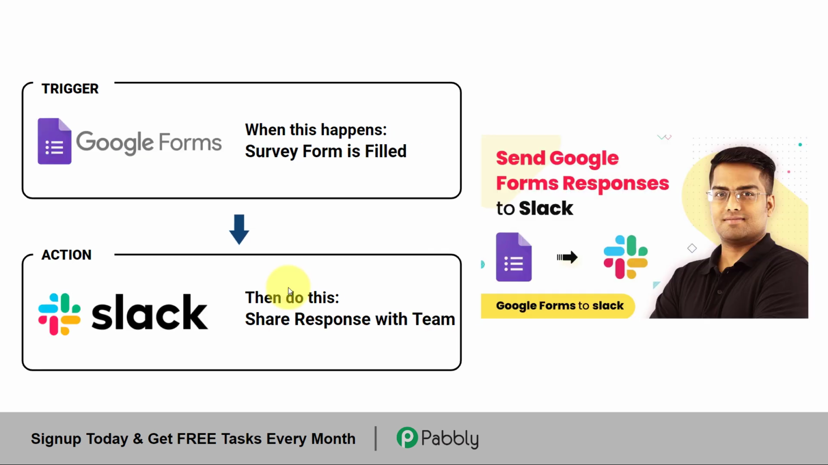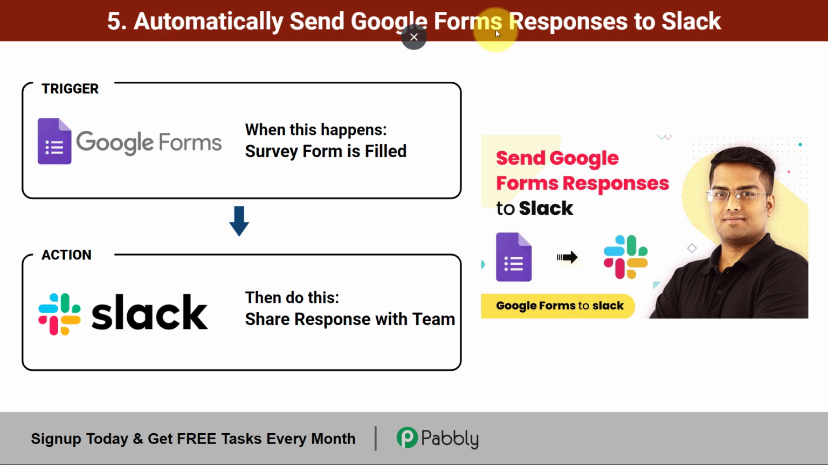Moving further, we have another automation idea in our list: how to automatically send Google Forms responses to Slack. If you want to share your survey details immediately with your team members, then this automation is for you. Assume that you have created your survey form via Google Forms. Whenever the survey form is filled, you can automatically share the response with your team members who are on Slack. Again, my team has recorded a separate video on how one can send Google Forms responses to Slack automatically. So if you really want to start sharing your responses with your team on Slack, then this automation is absolutely for you.